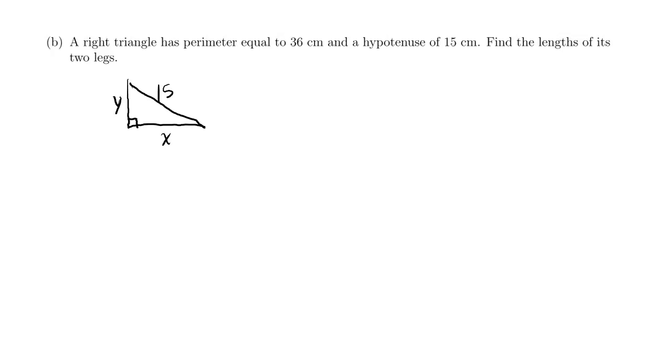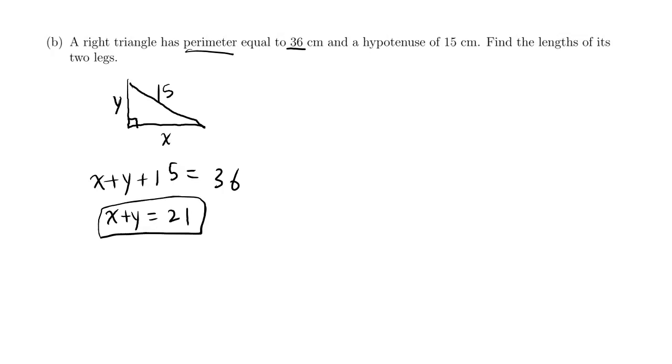Now, what is the perimeter of this triangle? Because it says perimeter is 36. Well, perimeter is x plus y plus 15, right? That has to equal 36. And then that gives you x plus y equals, if you subtract 15, 21. So you have x plus y equals 21.